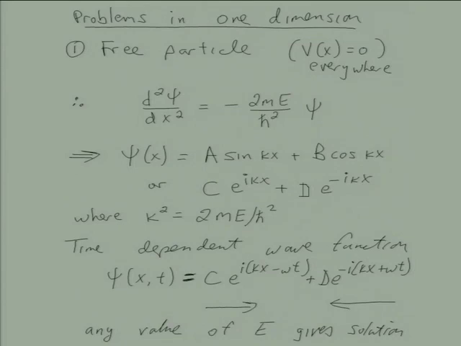So it's a function of position and time, and it's a number c, and that number will depend on certain conditions we'll see in a little bit, times e to the i (kx minus omega t), plus another number d, e to the minus i (kx plus omega t). And what this term is representing is particles that are moving that way in time, and this term is representing particles moving the other way in time. Okay?